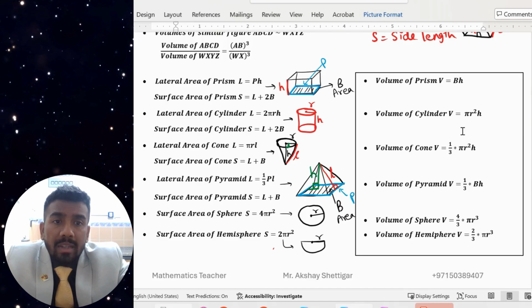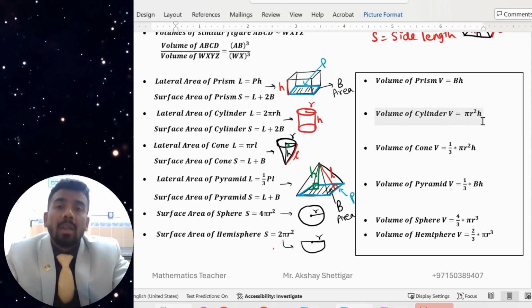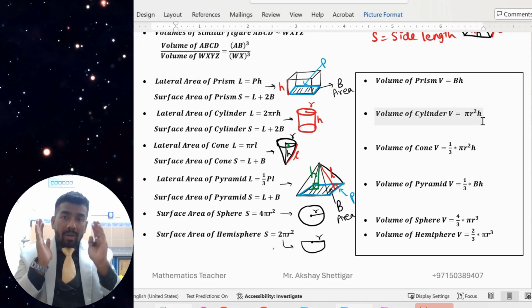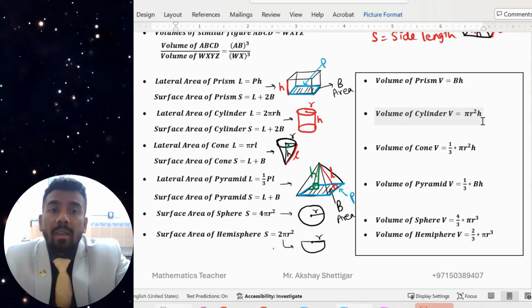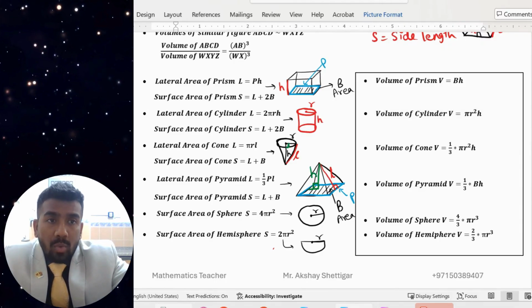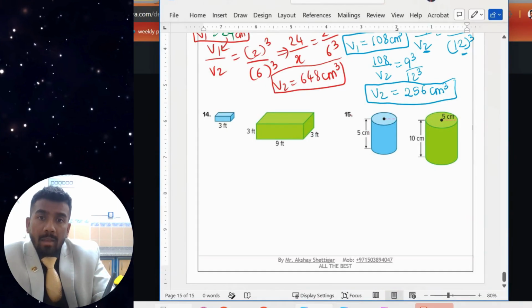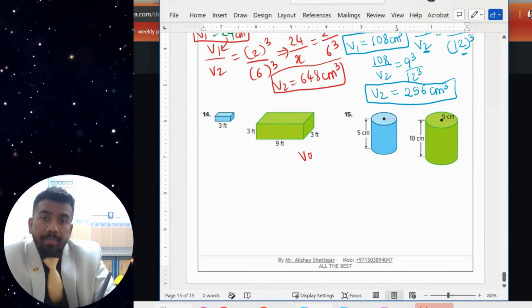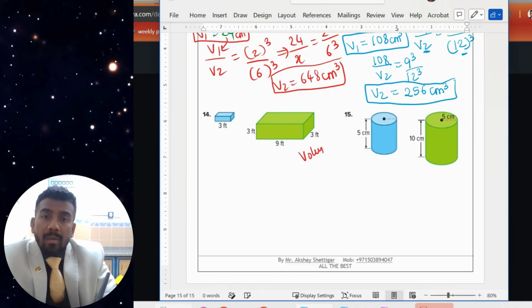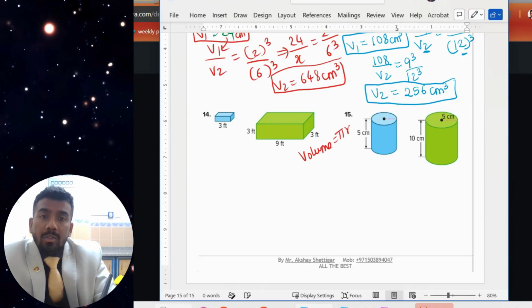Volume of cylinder, it is V equals pi r square h. So if you keep on going back and forth, one time you will remember the formula. Okay. So what's the volume? Pi r square h. So volume of cylinder is what? Pi r square h.